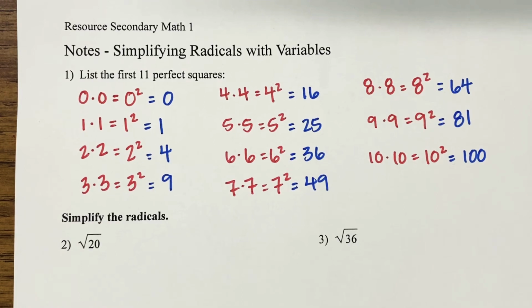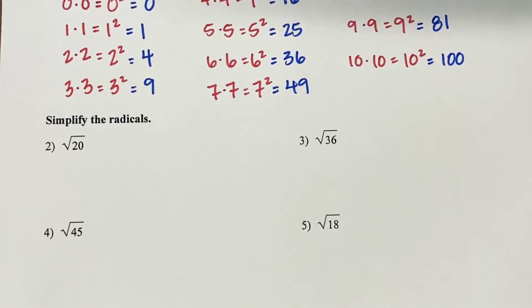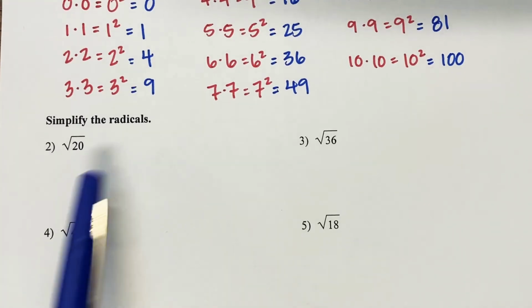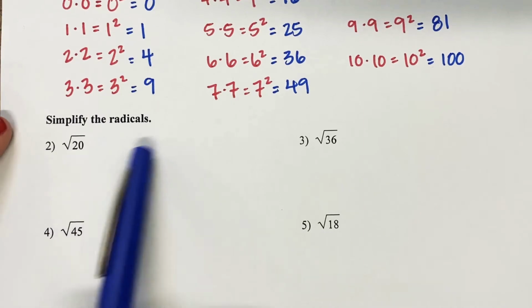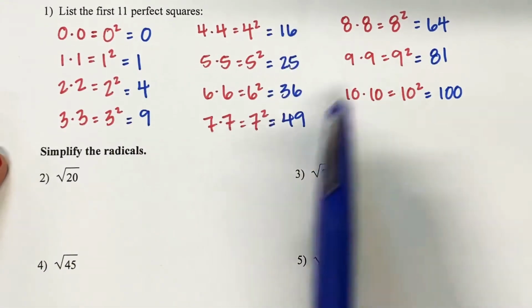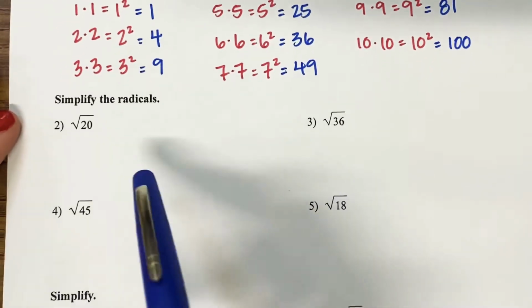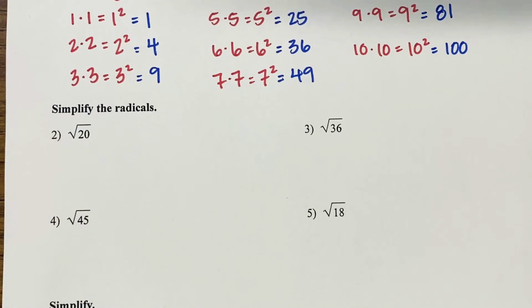So now what I want us to do is I want you to look at numbers 2 through 5, okay, just these next 4 problems. And I want you to see if you can see any of the numbers from our blue list. Okay, are any of these numbers in blue under the square root signs? Okay, if they are, I want you to put a star by them.